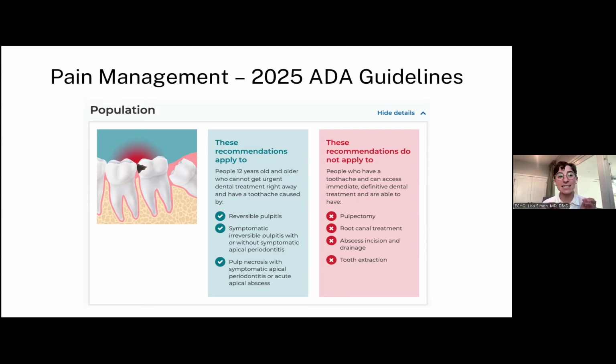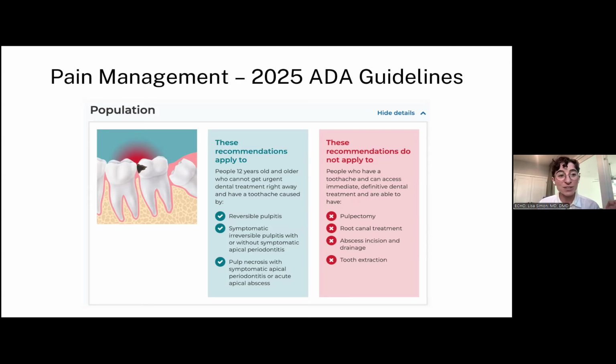But the reason I don't put as much stock in these recommendations is because these are the three groups of diagnoses the ADA thinks this applies to: reversible pulpitis, symptomatic irreversible pulpitis with or without symptomatic apical periodontitis, or pulp necrosis with symptomatic apical periodontitis or acute apical abscess. And I'm going to ask if anyone who's not a dentist knows what any of those things mean. So these apply to dental diagnoses made in dental offices.